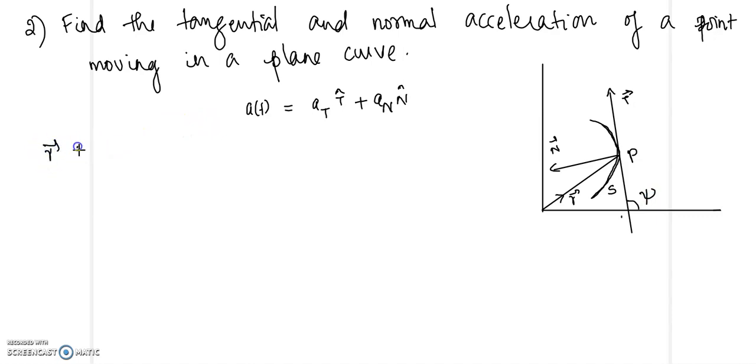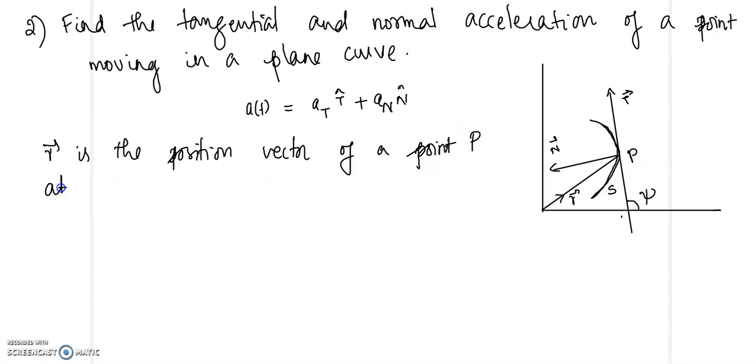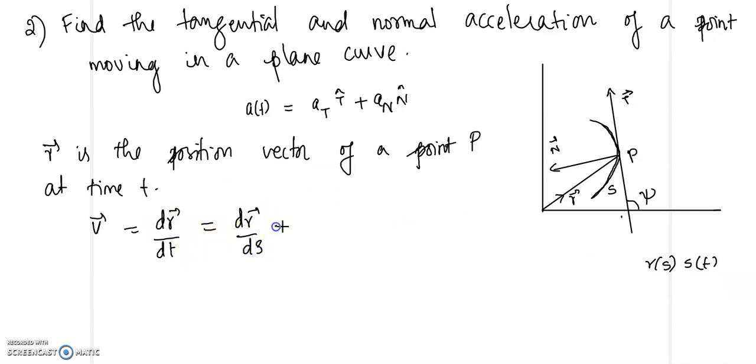Now r is the position vector of a point P at time t. Then the velocity vector v is given by dr by dt. Now by using the chain rule, the position vector r can be a function of arc length and arc length can be a function of time. Okay, so the position changes with respect to arc length and also the arc length changes with respect to time. So therefore by chain rule, dr by dt will be equal to dr by ds into ds by dt, where s is the arc length.